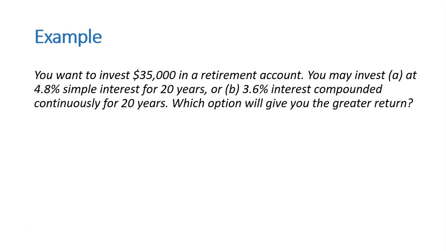So we want to know which option is going to give us the greater return, which one should we choose if we want to make the most money. In both scenarios, our principal is $35,000, and then our interest rates and our compounding change depending on what we're doing. So first option, 4.8%, 20 years. Second option, 3.6% for 20 years.